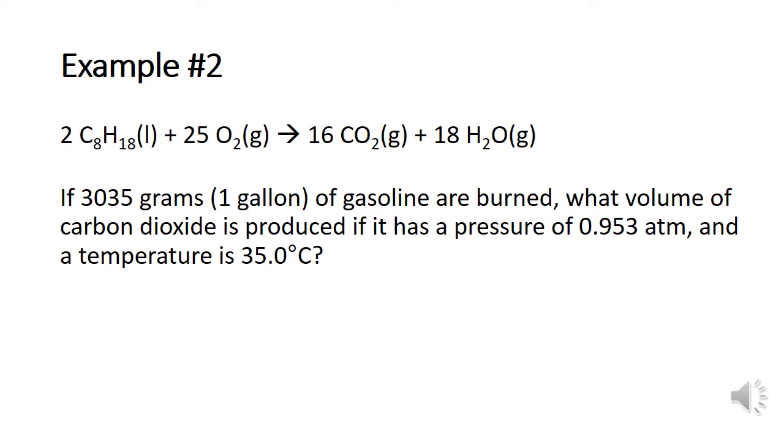So we've got a couple pieces of information here. We've got grams of our gasoline. In this question, the gasoline is the C8H18. It's also known as octane. So octane is one of the hydrocarbons that's in our gasoline that we burn. So when you hear of a high octane gas, that's C8H18. So we're given grams of that, but we're looking for a volume of carbon dioxide. And it says if it, meaning the carbon dioxide, has a pressure of 0.953 and a temperature of 35 degrees Celsius. So we're given information about two different chemicals.